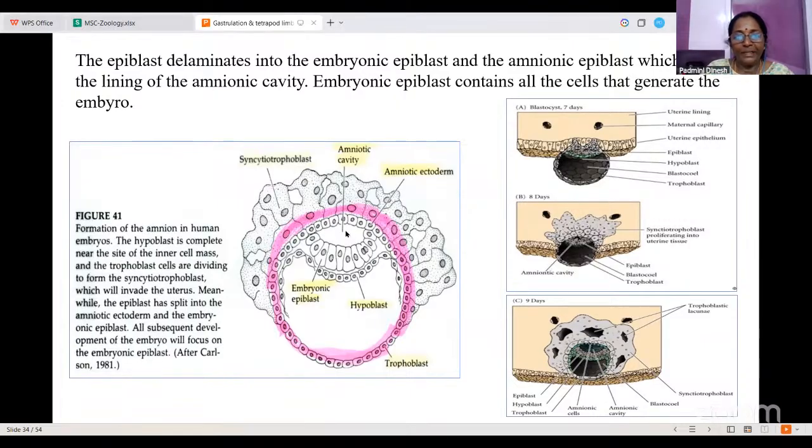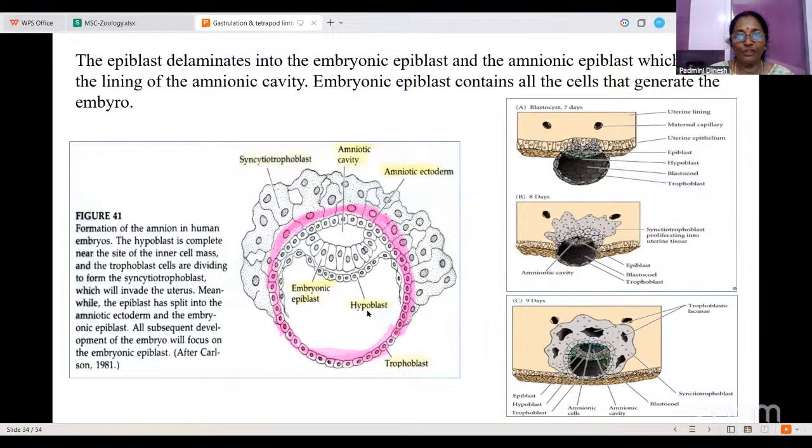And this amniotic cavity is the one that is going to take care of the developing embryo. The amniotic fluid that is going to be present in the amniotic cavity acts as a shock absorber. Now, that is going to take care of the developing embryo and acts as a shock absorber.